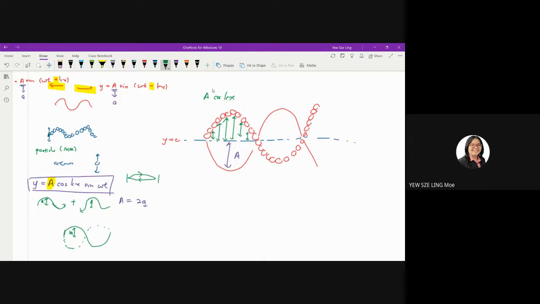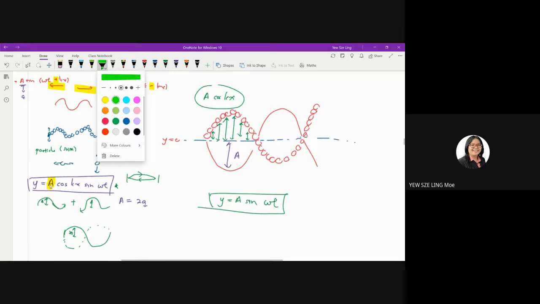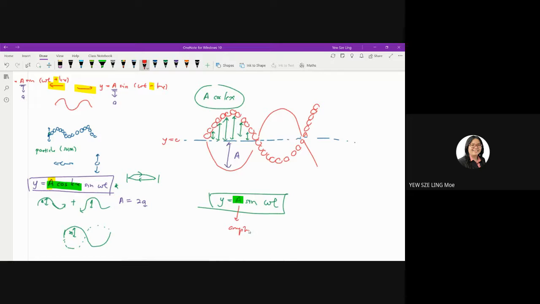So how do I know that A cos kx is the amplitude of the particles? Because I told you just now, a particle is moving in simple harmonic motion. In simple harmonic motion, we have y equals A sine omega t. When you compare this with the equation in the purple box on the left-hand side, you can see that this whole part, A cos kx, is equivalent to the A in simple harmonic motion. Therefore, this is the amplitude of the particles.